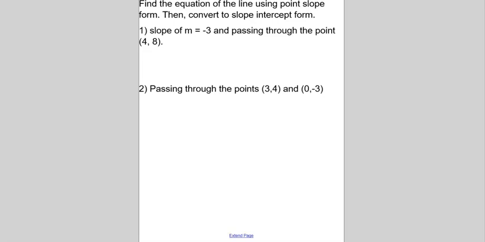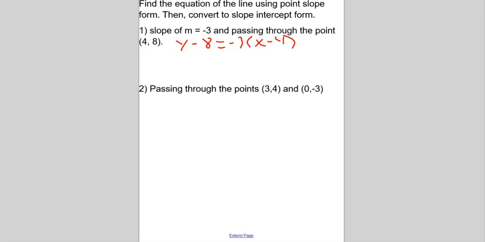So if we have these two, and the instructions say to use point slope form first and then convert to slope intercept form. We're given the slope is -3, and we're given that the point is (4, 8). So for point slope form, we're going to have y minus 8 is equal to -3 times x minus 4. So that's point slope form. If we were just writing point slope, that's what it would be.